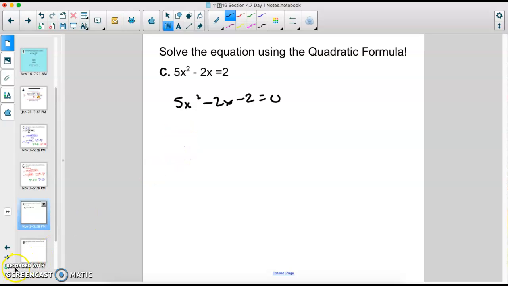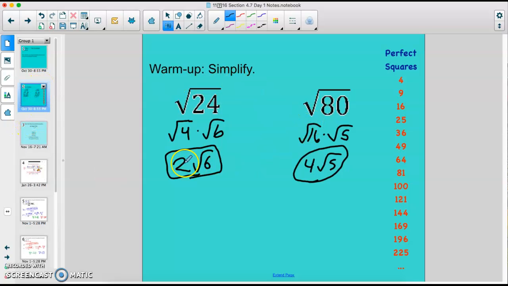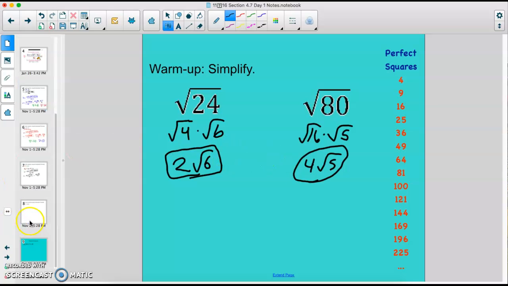Okay, I'm going to set up the problem, and then I'll be back. You set up the problem as well. Okay, so we're back. Hopefully you have what I have. You've set it up. I took the first step in simplifying it here. And so now we have 2 plus or minus the square root of 44 divided by 10.